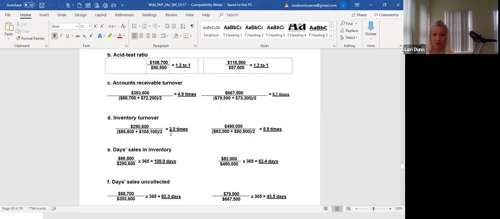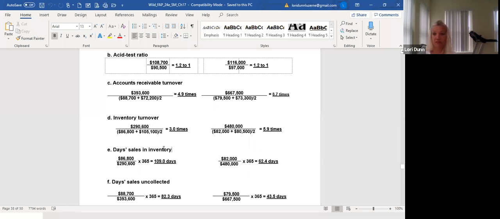It takes Fargo 3 times. Ball doubles that. They're able to sell their inventory out 6 times during the year. So if you're going, well, that's good. Well, that means they have more gross profit from their sales because they're selling and selling and selling twice as much as Fargo. They're doing a great job compared to Fargo with managing their inventory.